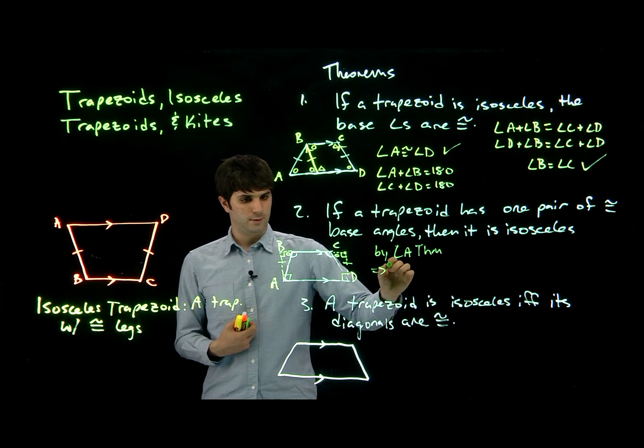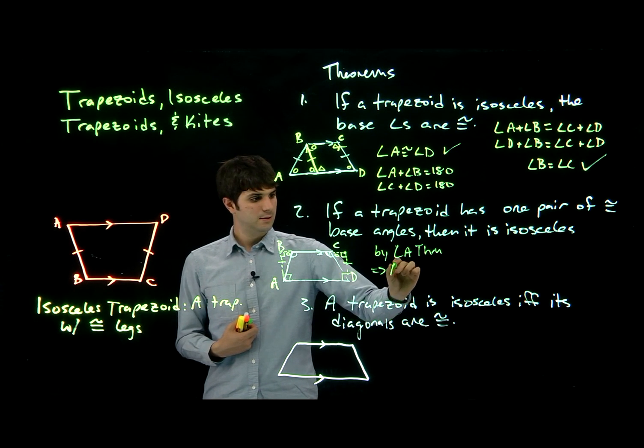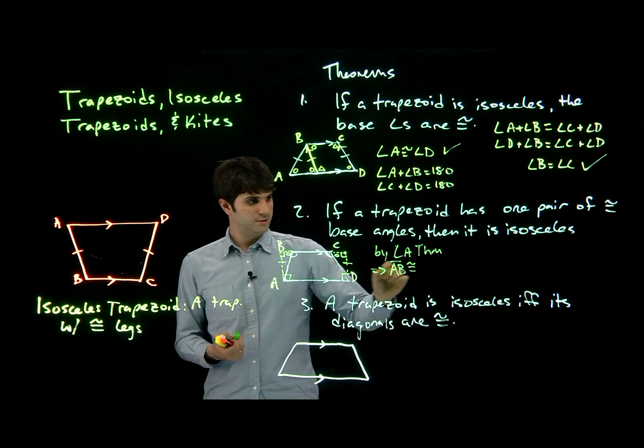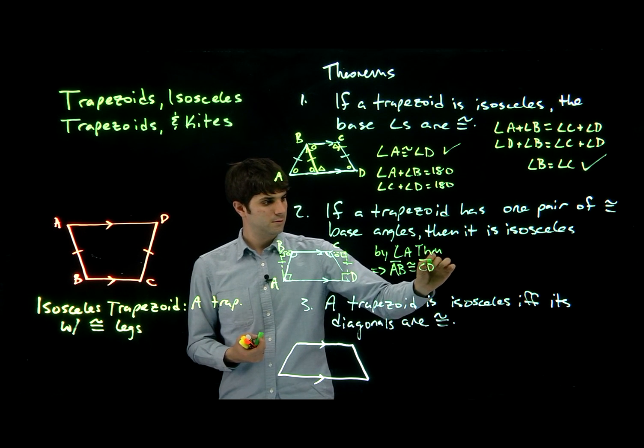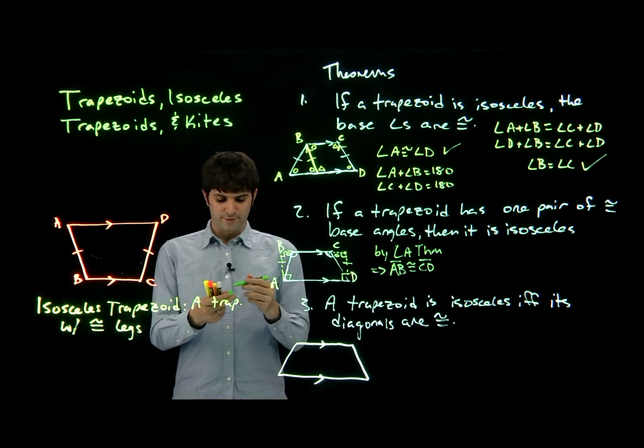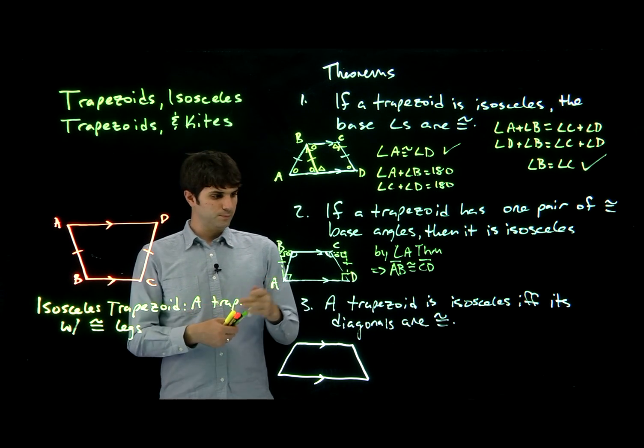Therefore, let me write this down. AB is congruent to CD. And if these are congruent, then the definition of isosceles is true.